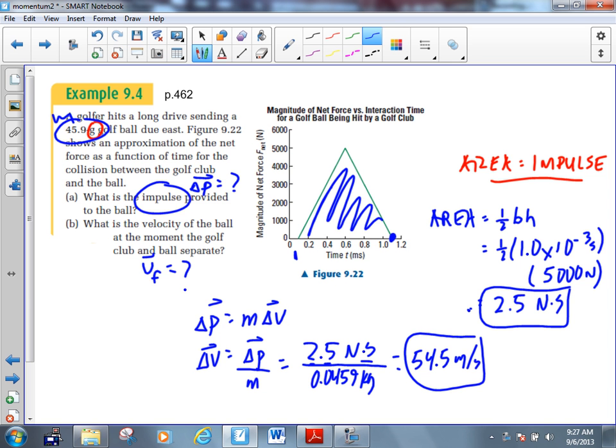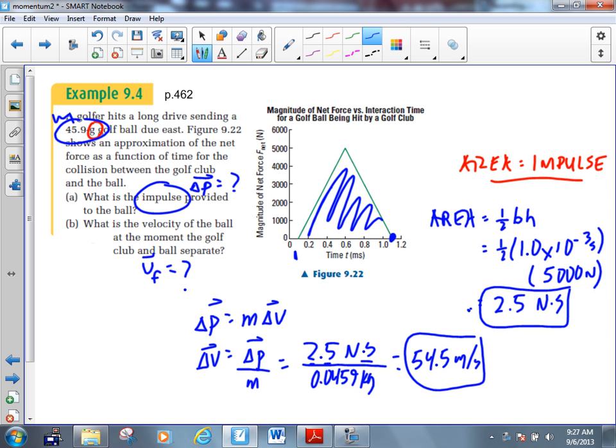But what speed was this golf ball moving when it all started? 0, right? So the change in velocity is the same as the final velocity here, correct? Is that a hard question? I don't think it is. Okay, I think we can deal with this.